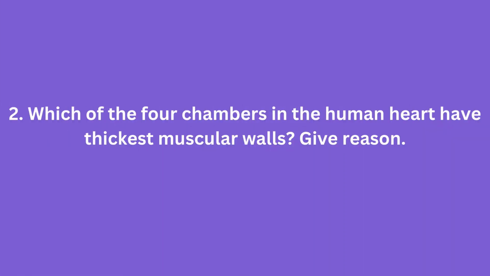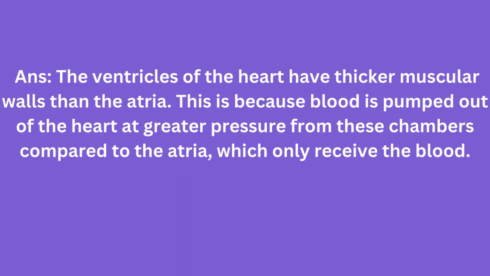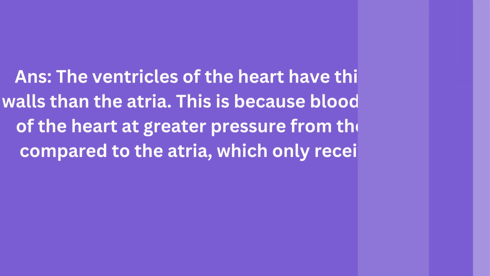2. Which of the 4 chambers in the human heart have the thickest muscular walls? Give reason. Answer: The ventricles of the heart have thicker muscular walls than the atria. This is because blood is pumped out of the heart at greater pressure from these chambers compared to the atria, which only receive the blood.